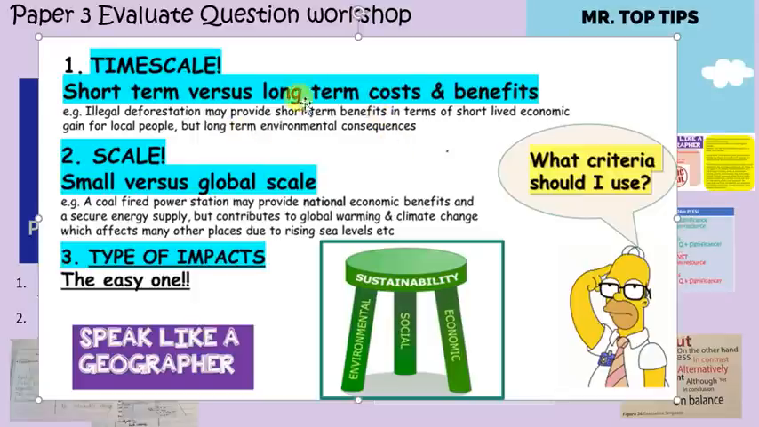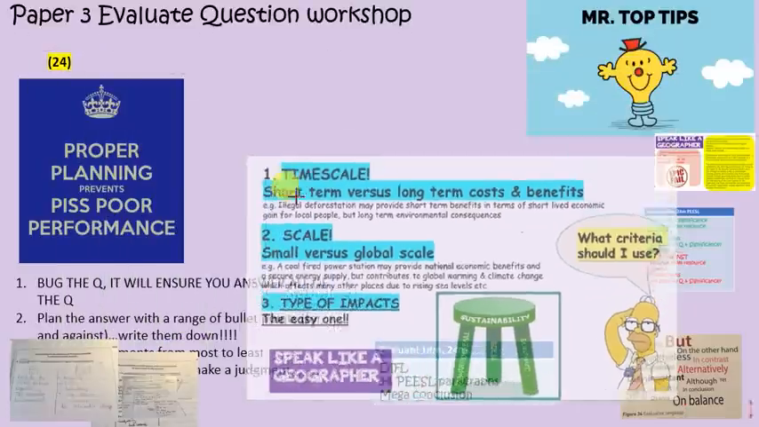long-term environmental consequences. Scale as well. As geographers, we are so interested in what's happening at different scales. Is it a local, a regional, a national, an international, or a global scale? That goes for impacts, for management success and management. Everything in geography is happening at a scale over a period of time. And then the other one is sustainability: the type of impact we should be categorising in terms of social, economic, and environmental, unless the question asks for something different.